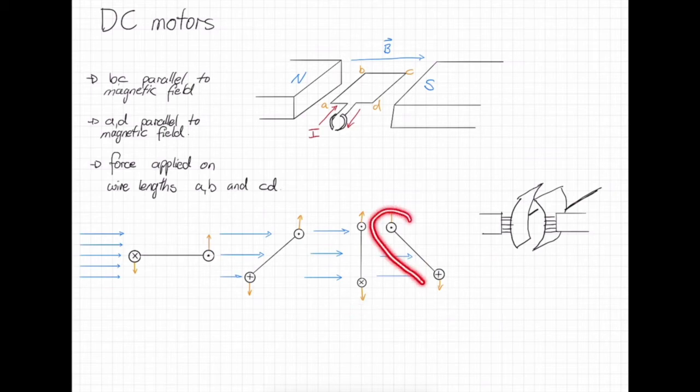Because when it gets to this point here, the current is actually going to flip. The current here is now, due to the brushes, traveling in the opposite direction. And we're ending up with the wires traveling in the same direction as normal. This is very useful because if it didn't do this, again, we would end up with that equilibrium point.